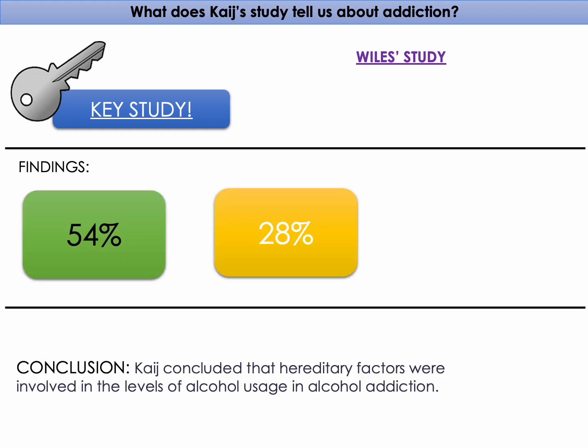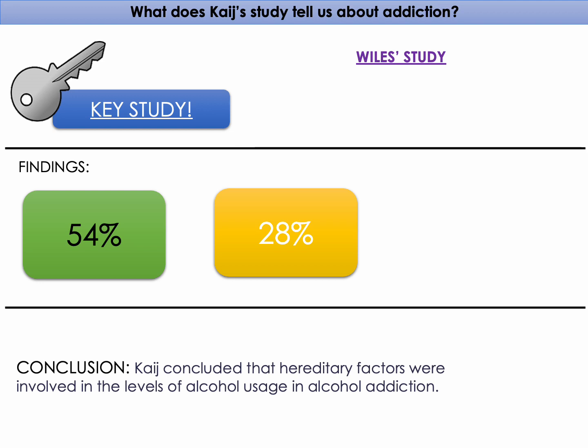The findings of the study were that 54% of the identical twins, the monozygotic twins, were in the same category of alcohol abuse or alcohol use, compared to only 28% of non-identical twins. What Kaij also found was that as the level of alcohol usage increased, there was also a higher concordance rate between identical twins, with 72% of chronic alcoholic twins being in the same category as their co-twin. So as the level of alcohol usage increased, so did the percentage that they were both similar level alcoholics.